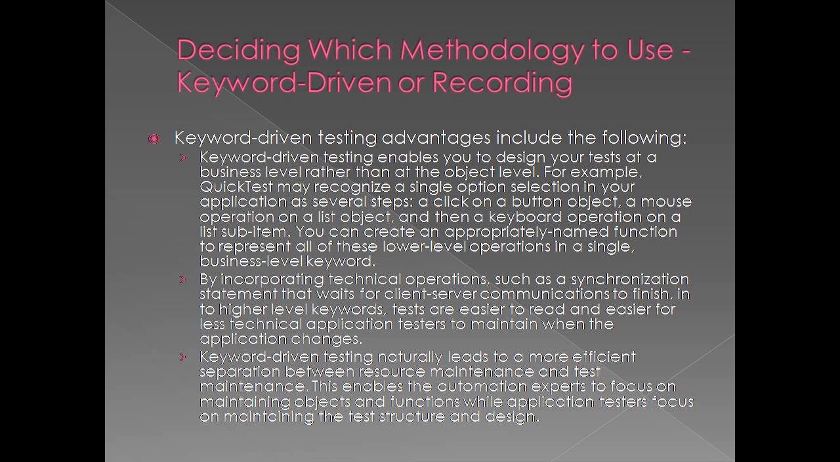For example, QuickTest may recognize a single option selection in your application as several steps: a click on a button object, a mouse operation on a list object, and then a keyboard operation on a list subitem. You can create an appropriately named function to represent all of these lower-level operations in a single, business-level keyword. By incorporating technical operations, such as a synchronization statement that waits for client-server communications to finish, into higher-level keywords, tests are easier to read and easier for less technical application testers to maintain when the application changes.